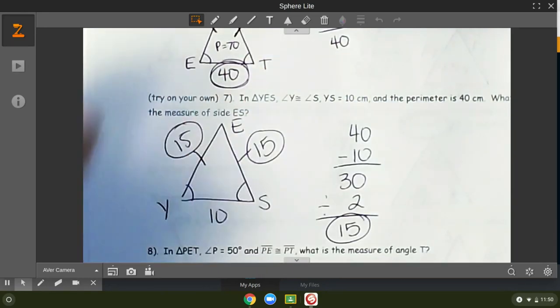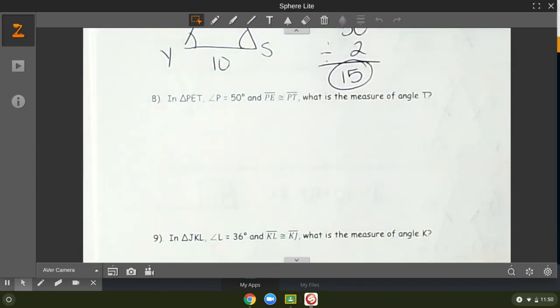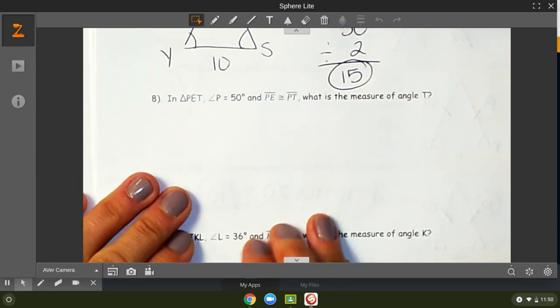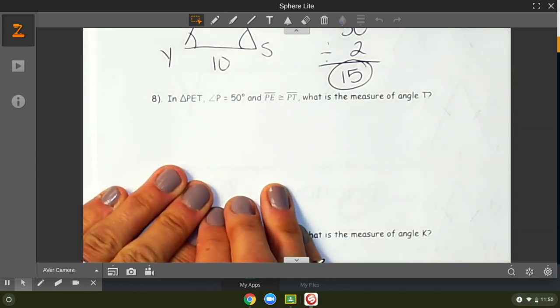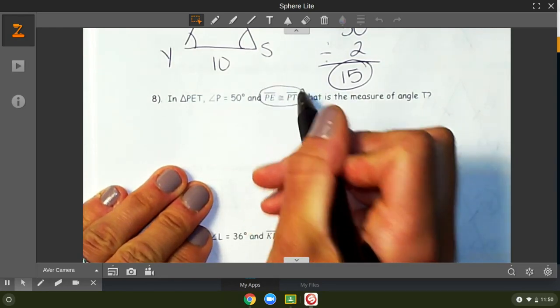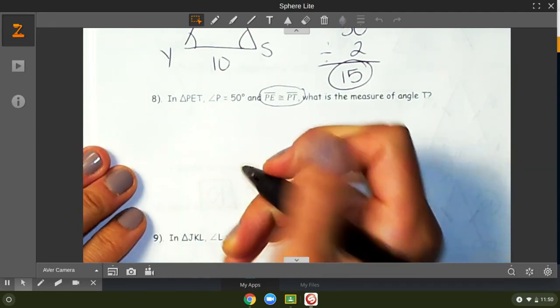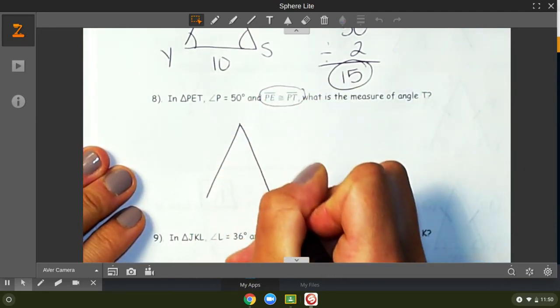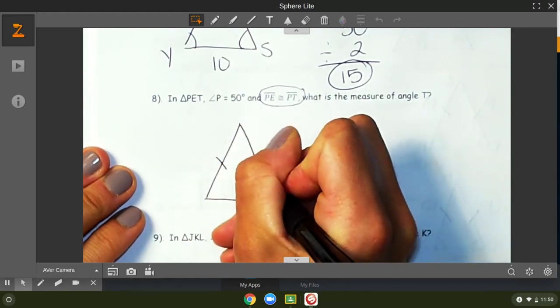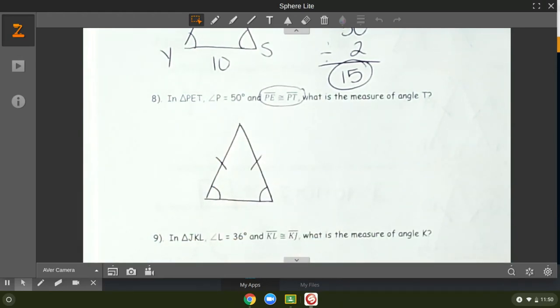All right, 2 final questions left for today's notes. Number 8. In triangle PET, angle P is 50 degrees and PE is congruent to side PT. What is the measure of angle T? So remember, when in doubt, draw it out. But before we draw it out, think carefully. What type of triangle is this? Well, we have 2 equal sides. If you have 2 equal sides, it has to be isosceles. So we're going to draw an isosceles triangle. And remember, if you have 2 equal sides, you also have 2 equal angles.